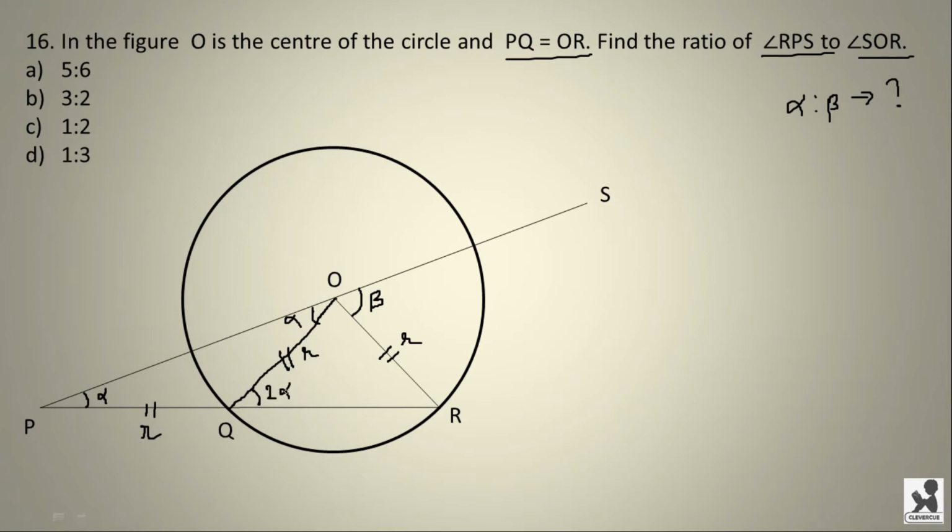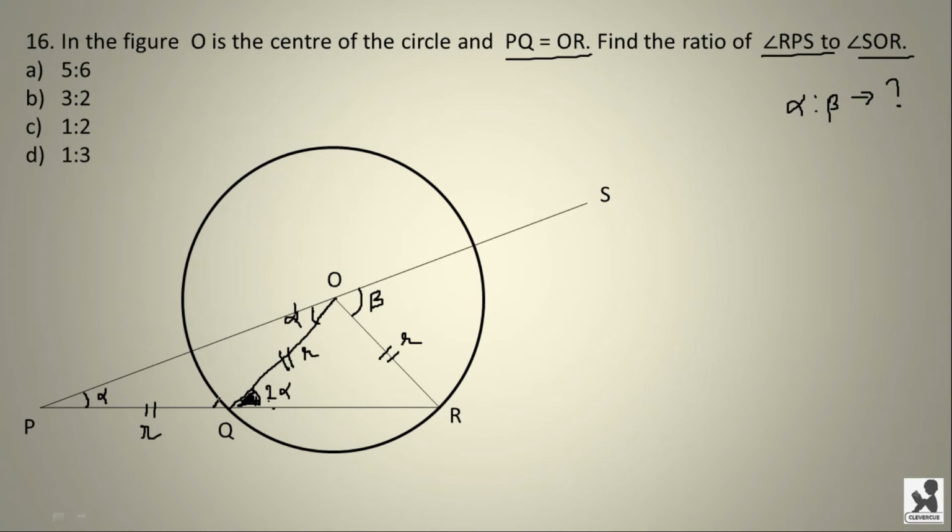And now we can say that angle OQR is equal to 2 alpha. How? Angle OQR is an external angle. So external angle is equal to the sum of the opposite angles. So this is alpha and this is also alpha. So we get 2 alpha. So angle OQR is equal to 2 alpha.